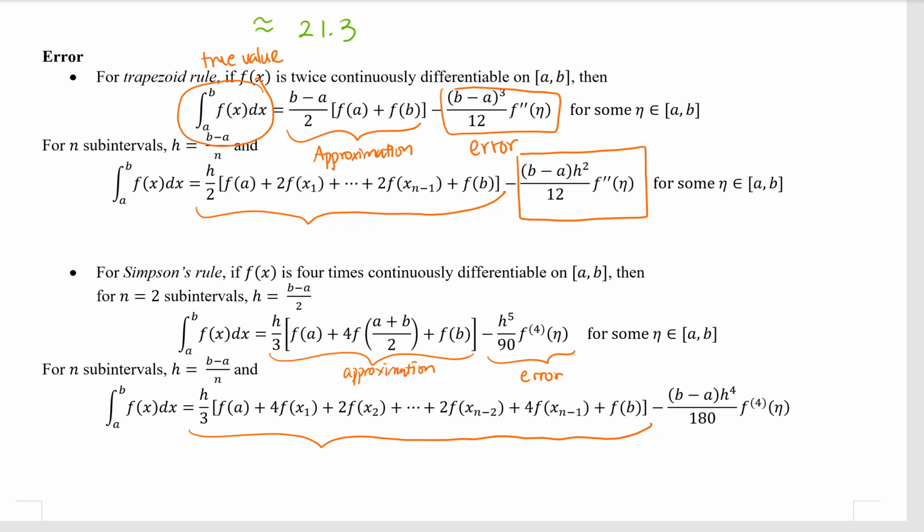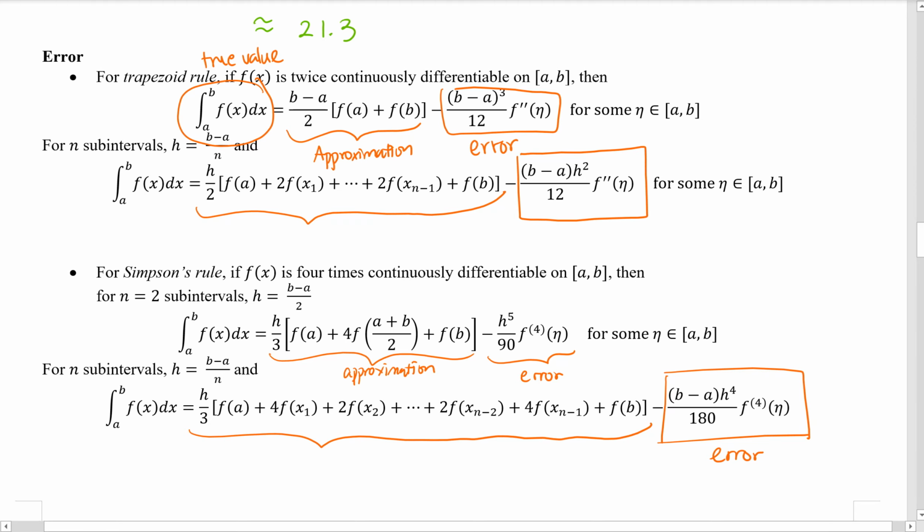Then it alternates inside. Okay, so what is the error in this case? The error is (b minus a) times h to the fourth over 180 times the fourth derivative of f at eta, where eta is some number between a and b. If we want to find an error bound, we look at the maximum of the fourth derivative of f over the interval [a, b]. So far so good, everybody? By the way, this whole formula will be given in the exam, so you don't need to memorize it. Alright, let's continue.